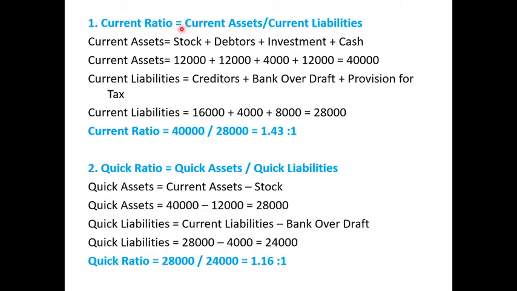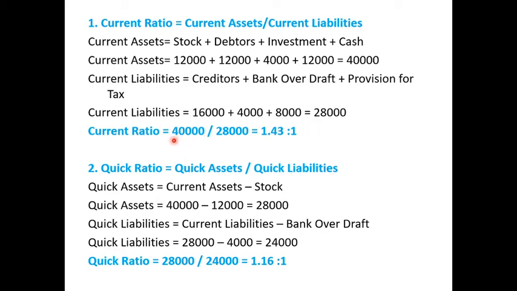Now first we are going to calculate the current ratio. The formula is current assets divided by current liabilities. First we have to calculate the current assets. There are four current assets given in the balance sheet, that is stock, debtors, investment and cash. If we add these four, we get current assets of rupees 40,000. Then current liabilities, there are three current liabilities given in the problem, that is creditors, bank overdraft and provision for tax. Adding these three, we get 28,000.